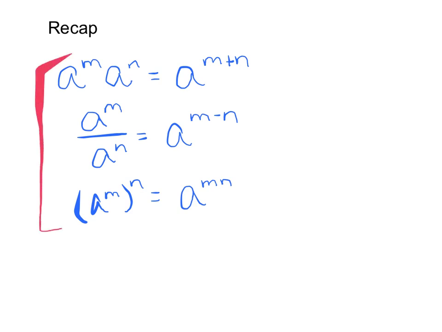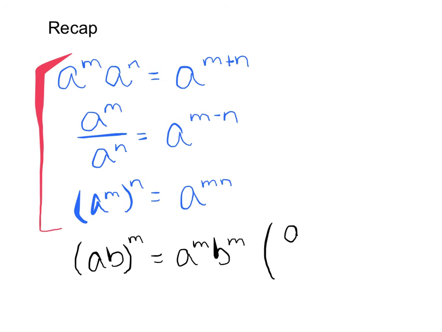The other properties that we talked about were when you had a, b to the m, you could say that this was a to the m, b to the m. It was the same thing for when you had a fraction. When you had a over b to the m, you could say that this was a to the m over b to the m.